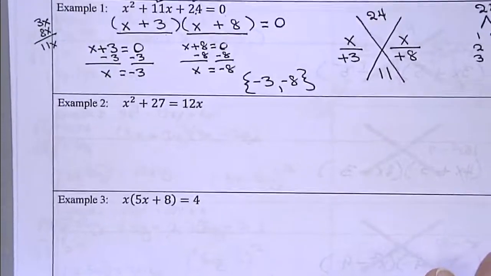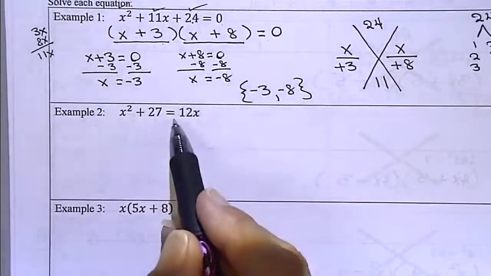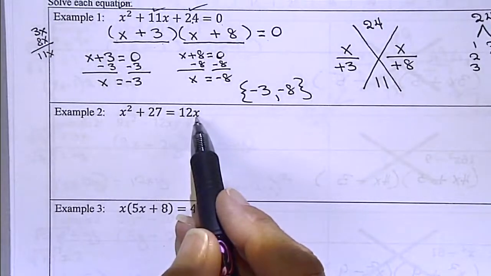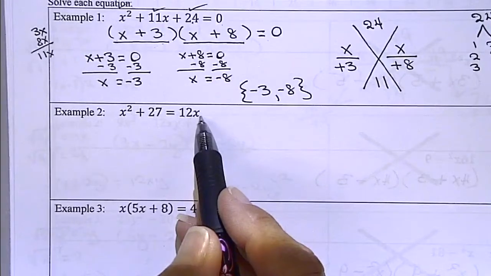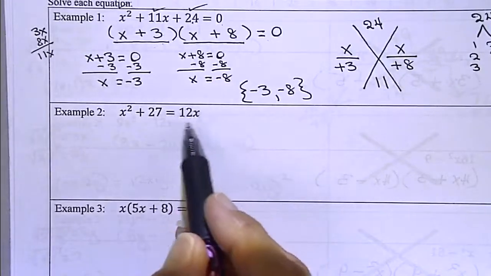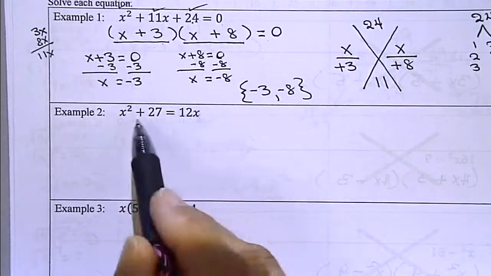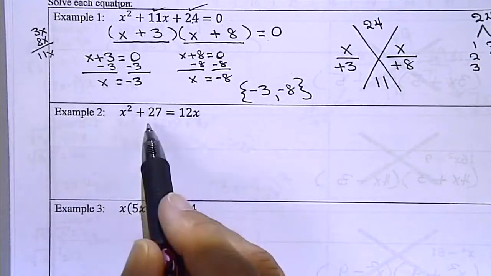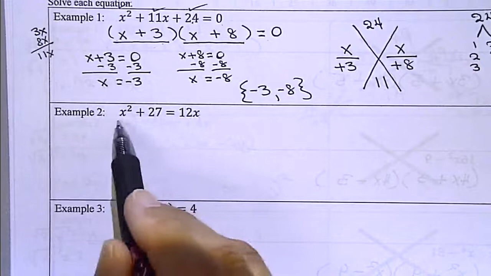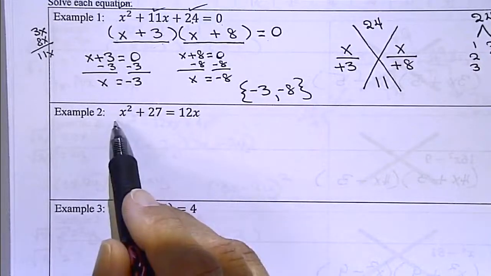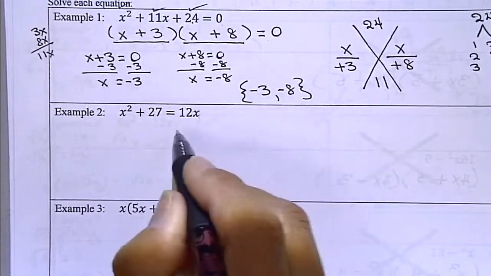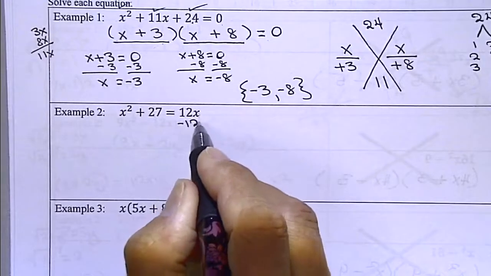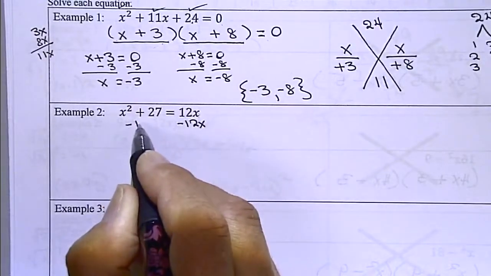This one we got a problem. Starting it right off the bat, it is not equal to 0. But I can get it there. I want this 12x to go to the other side. I want everything to be on one side of my equation. I already got two of the terms over here, so I'm going to get 12x to go to the other side. So I will simply subtract 12x from both sides of this equation.